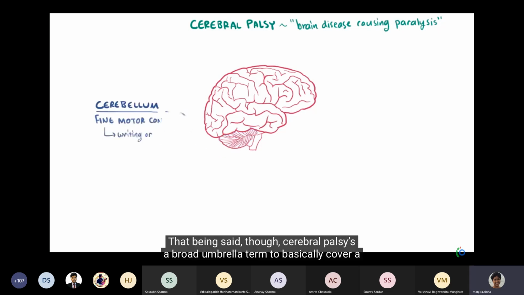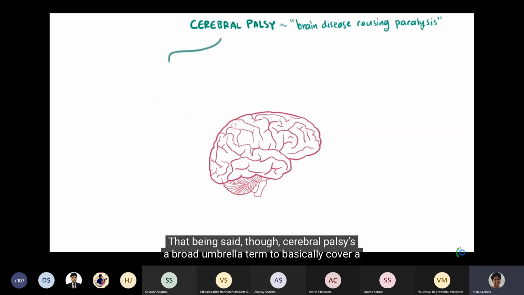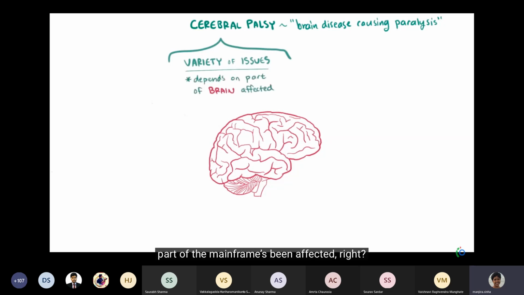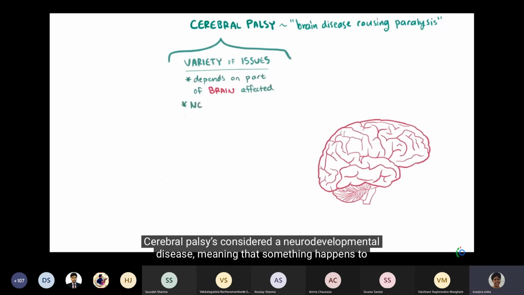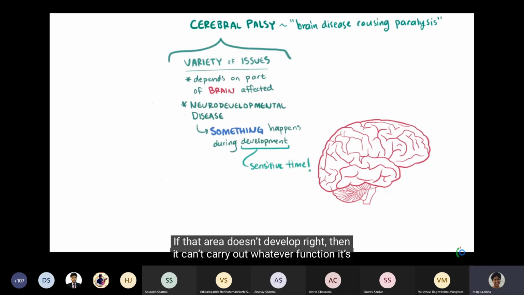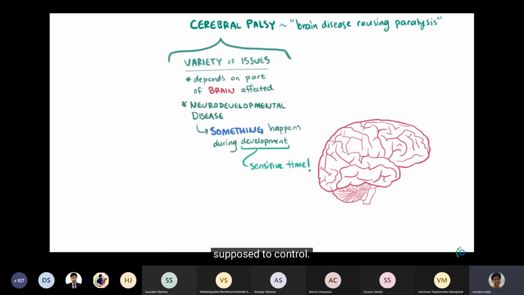That being said, though, cerebral palsy is a broad umbrella term to basically cover a wide variety of issues, since ultimately the muscles affected and severity depends on which part of the mainframe's been affected, right? Cerebral palsy is considered a neurodevelopmental disease, meaning that something happens to an area in the brain during its initial development, which is an extremely sensitive period. If that area doesn't develop right, then it can't carry out whatever function it's supposed to control.